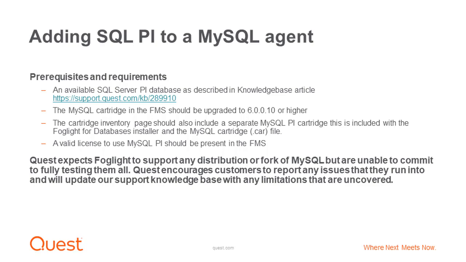6.0.0.10 or higher. The cartridge inventory page should also include a separate MySQL PI cartridge. This is included with the Foglight for Databases installer and the MySQL cartridge.car file. And a valid license to use MySQL PI should be present in the FMS.